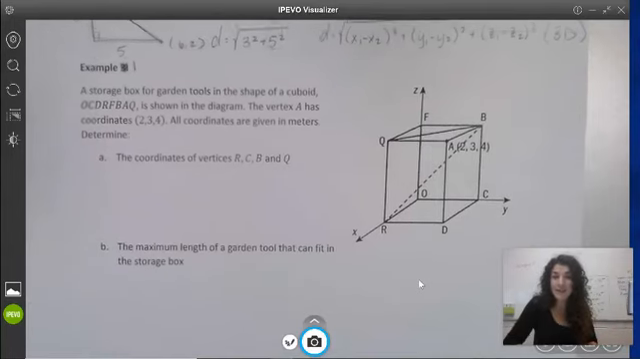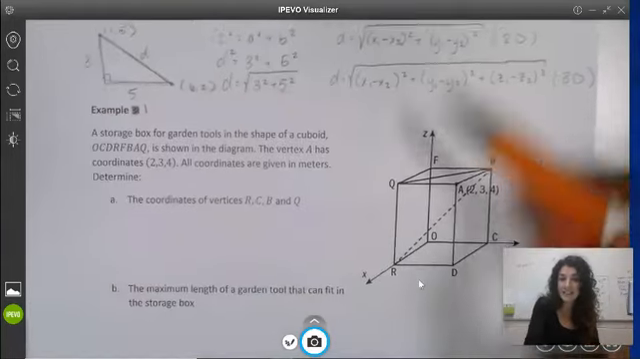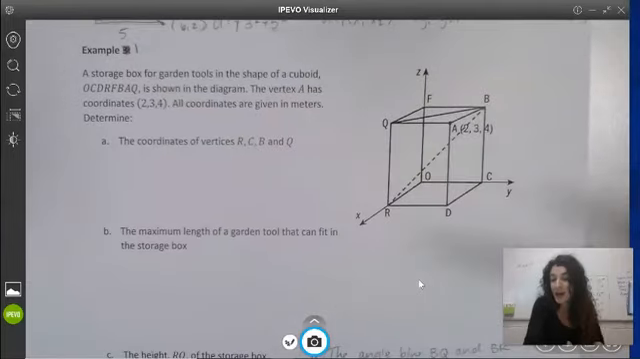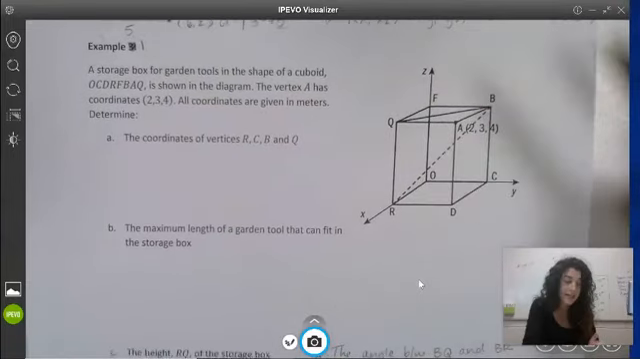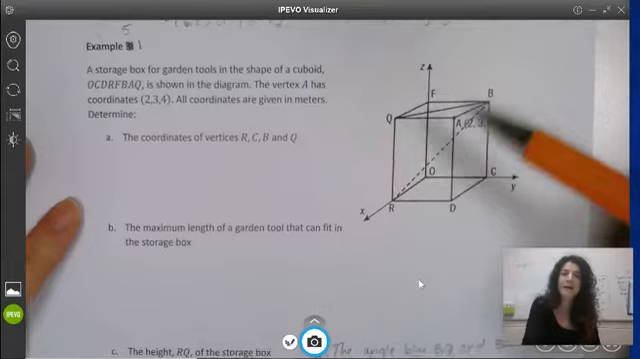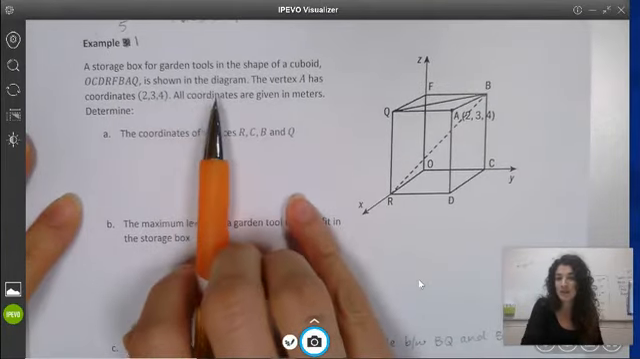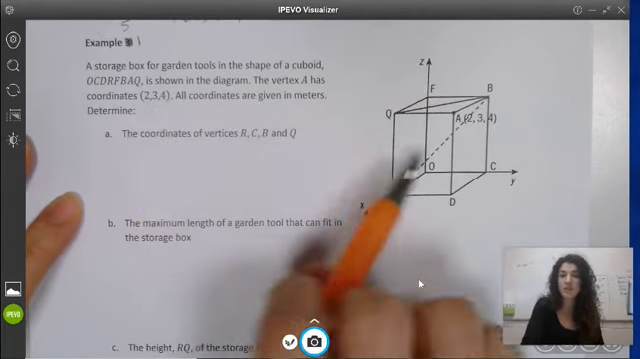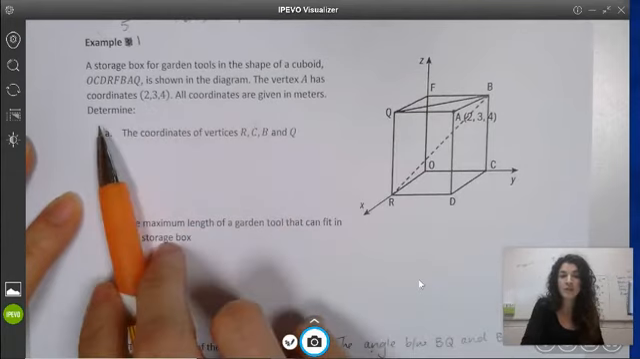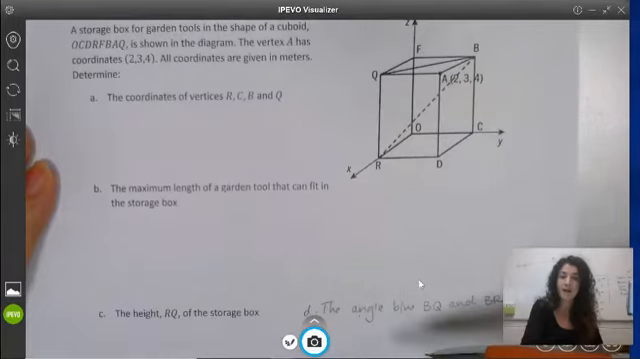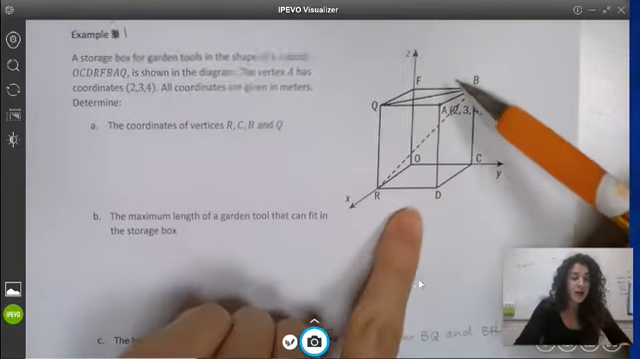So let's practice finding those distances by applying it in a very IB way. Example number one is a very IB type of problem. A storage box for garden tools in the shape of this cuboid is shown in the diagram. Vertex A has coordinates (2, 3, 4). All coordinates are given in meters, and we're going to determine the following information.